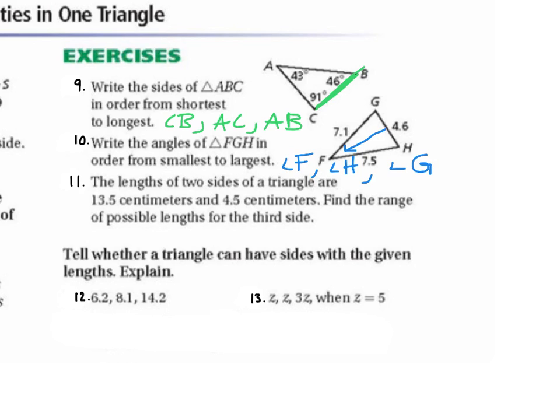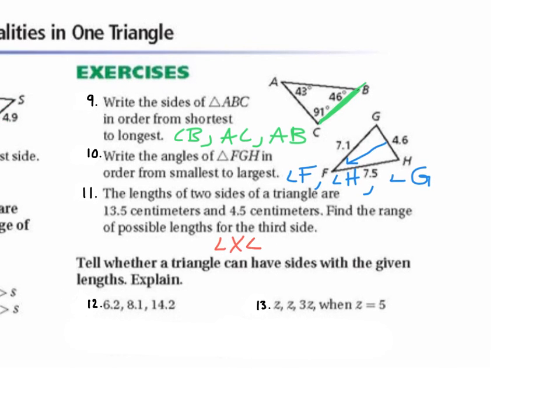Number 11 says the lengths of 2 sides of a triangle are 13.5 centimeters and 4.5 centimeters. Find the possible lengths for the third side. So we're going to have x is greater than some number and x is less than some number. How do we find this number on the left? We subtract. So we do 13.5 minus 4.5. What do we get? 9.